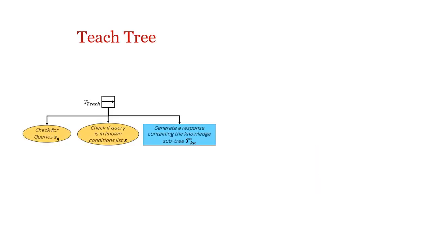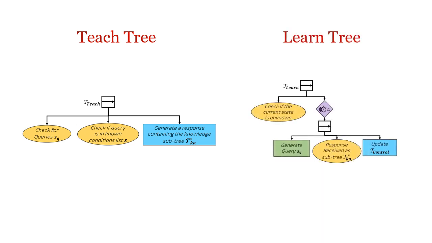The teaching tree is designed to receive queries and provide responses. The process starts with checking for any queries received and determining whether the query sequence is known. If the query sequence is known, the tree generates a response subtree, which is then encoded as a stringBT and transmitted.